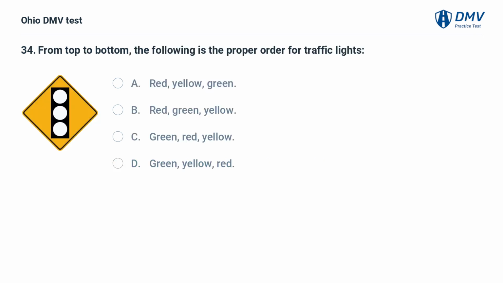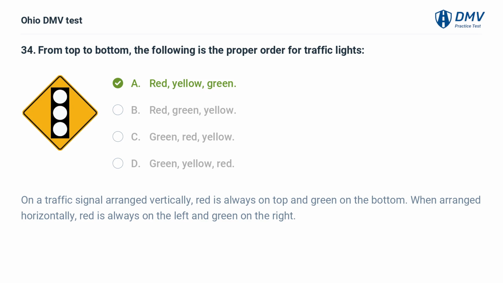From top to bottom, the following is the proper order for traffic lights. A. Red, yellow, green. B. Red, green, yellow. C. Green, red, yellow. D. Green, yellow, red. A. Red, yellow, green. On a traffic signal arranged vertically, red is always on top and green on the bottom. When arranged horizontally, red is always on the left and green on the right.